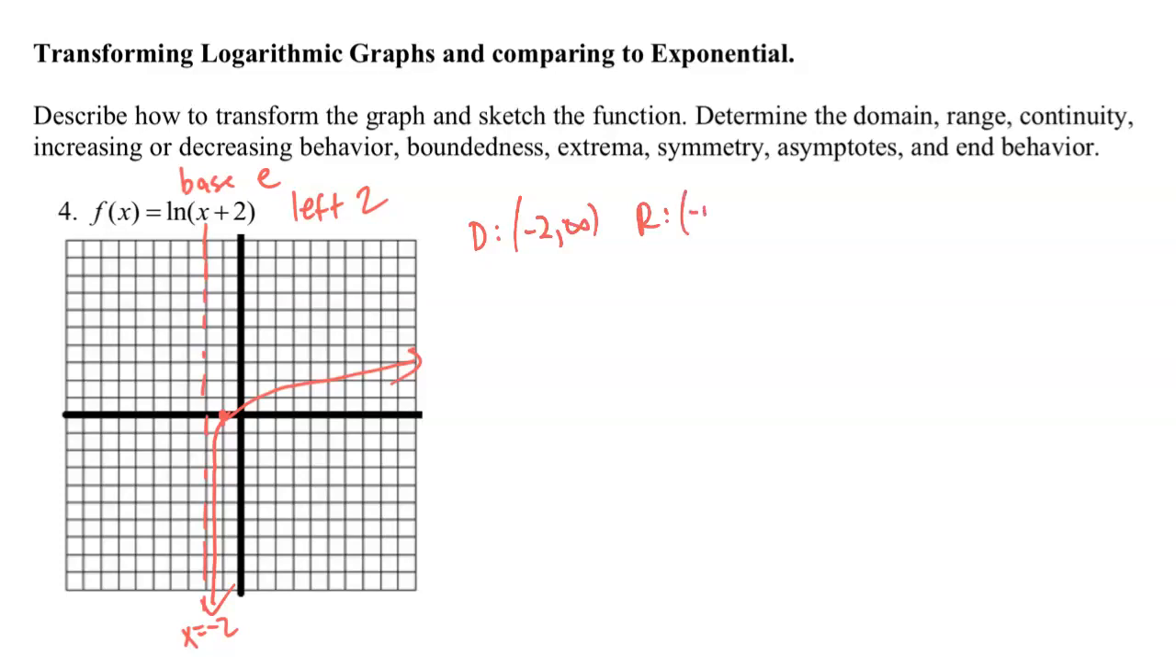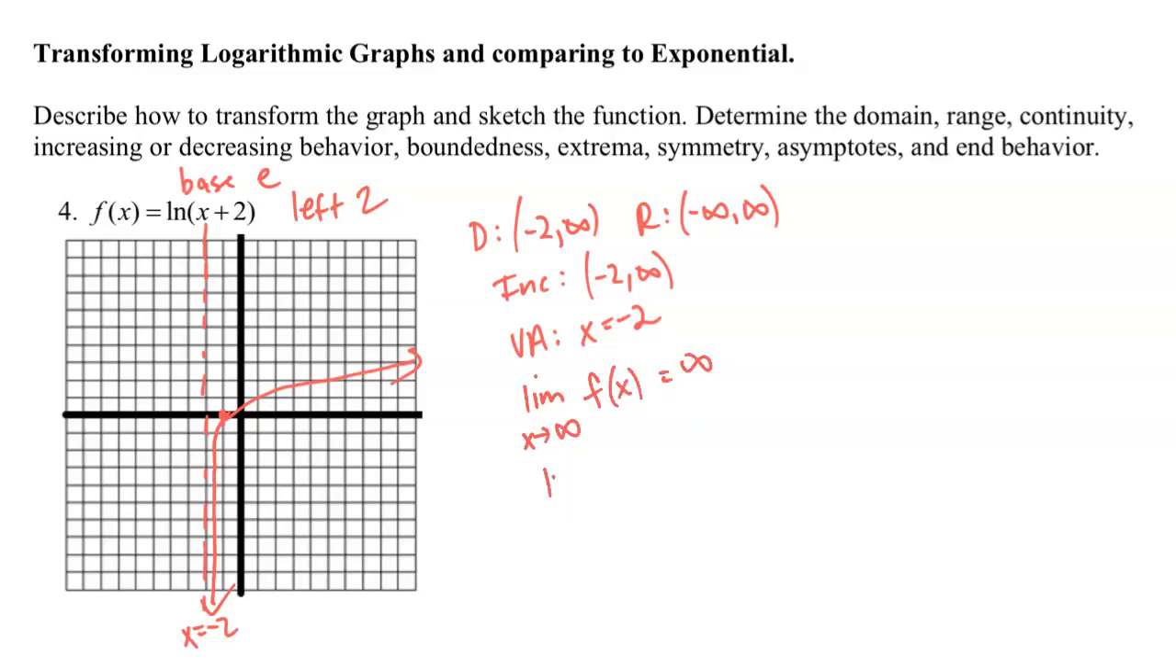Our range is negative infinity to infinity. It is a continuous function. This particular function is increasing on its domain. It is not bounded. It has no extrema. It has no symmetry. It does have a vertical asymptote, in this particular case, when x is equal to negative 2. And for our end behavior limits, we'll say the limit as x approaches infinity of f of x, we called this function f of x, is going to equal positive infinity. And the limit as x approaches negative 2 from the right of f of x is going to equal negative infinity.